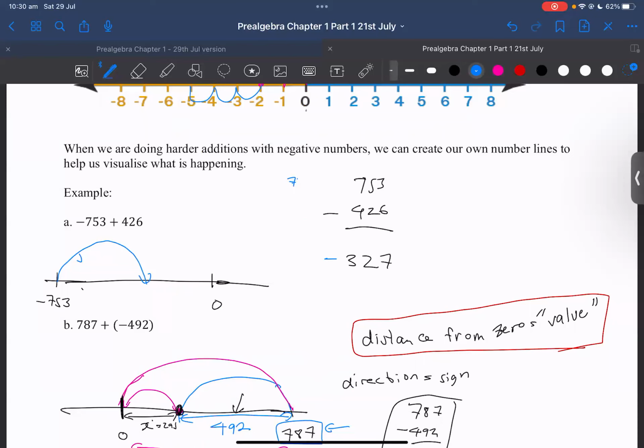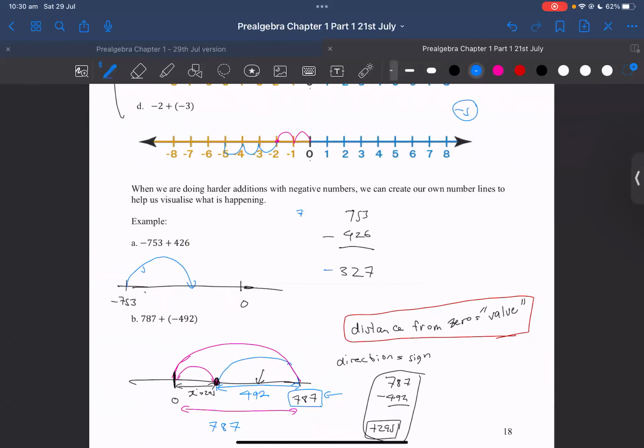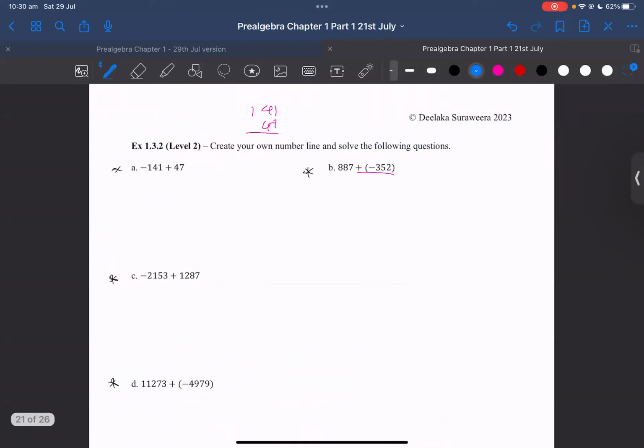So you just realize which way you're going. If you're going closer to zero, it's subtraction. Further away from zero, it's addition. And then where you land, if it's to the left, it's negative. If it's to the right, it's positive. Maybe that's way different. Does that make sense? How you sort of break it apart?